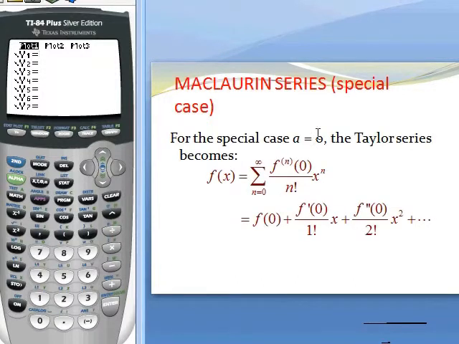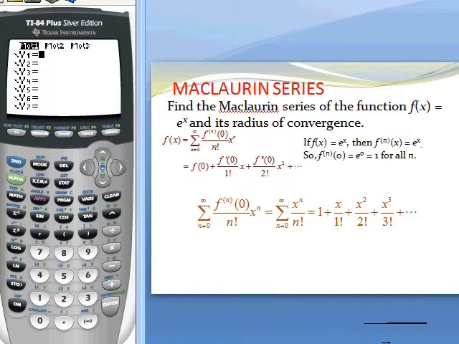When you take a equals 0 in that formula, you get Maclaurin series approximation. So Maclaurin is just a special case of Taylor. So let's look at a couple of things. For example, somebody may ask you, find the Maclaurin series approximation of f of x equals e to the x and its radius of convergence. So how would you do that by hand?